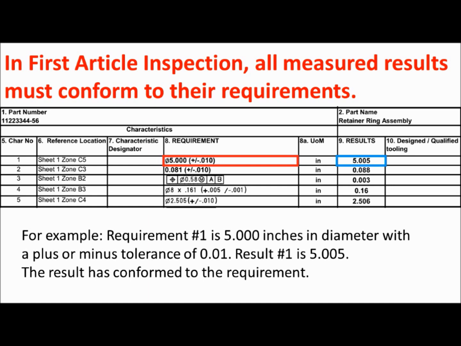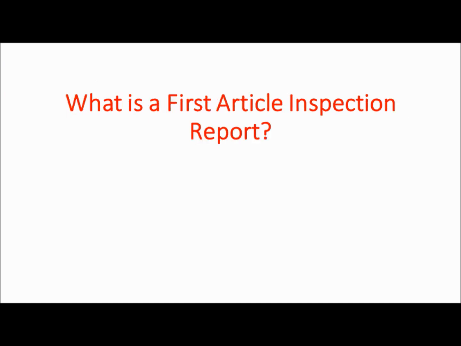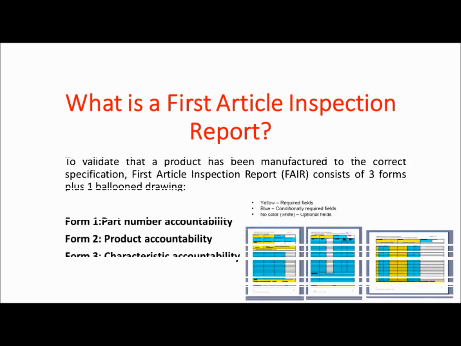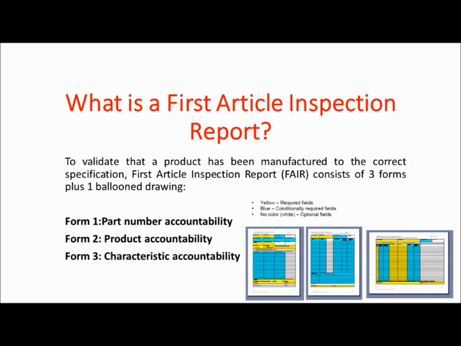What is a first article inspection report? To validate that a product has been manufactured to the correct specification, first article inspection report, FAIR, consists of 3 forms: Form 1, Part Number Accountability, Form 2, Product Accountability, and Form 3, Characteristic Accountability, plus 1 balloon drawing.